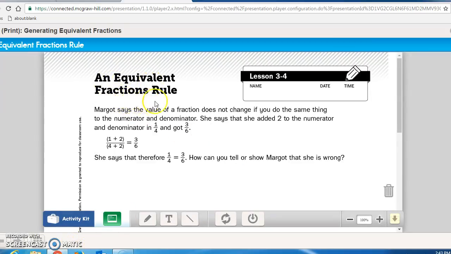So an equivalent fractions rule. This is Math Masters, page 111. You're going to need to come back to me to get that, and I will give it to you. This is showing me that you understand what you're doing. It reads, Margaret says the value of a fraction does not change if you do the same thing to the numerator and denominator. She says that she added 2 to the numerator and denominator in 1/4 and got 3/6. She says, therefore, 1/4 equals 3/6. How can you tell or show Margaret that she is wrong?